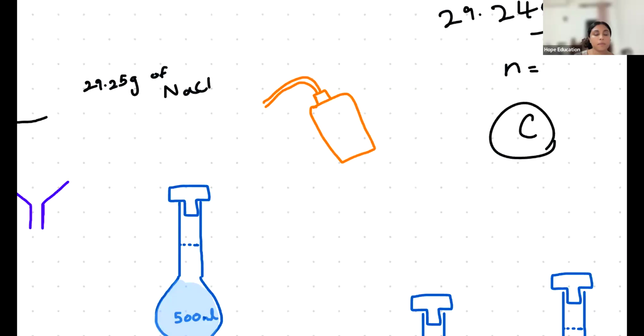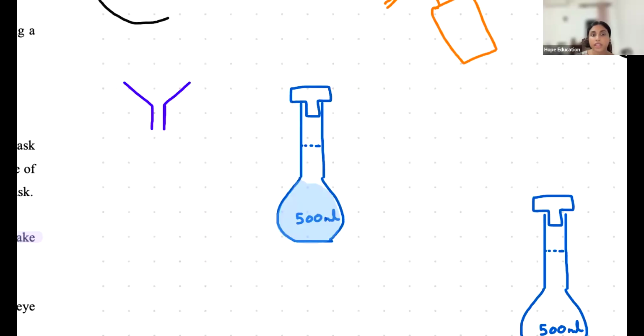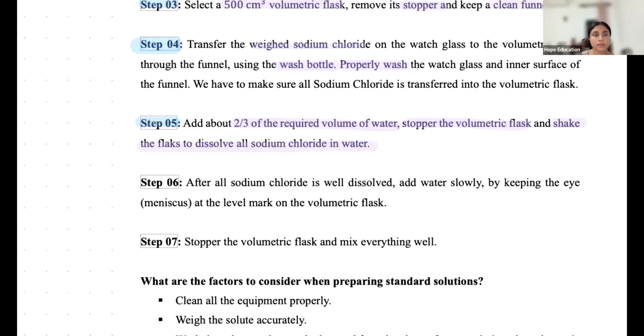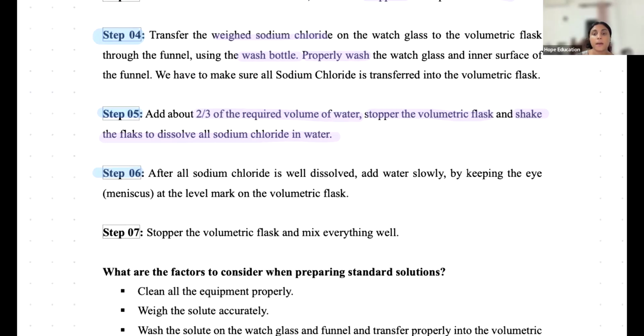Then what did we do? Where did we stop? We shook and mixed all the sodium chloride. Step number 6. After all the sodium chloride is well dissolved, add water slowly, keeping the eye level with the meniscus at the level mark on the volumetric flask. Then what do we do?